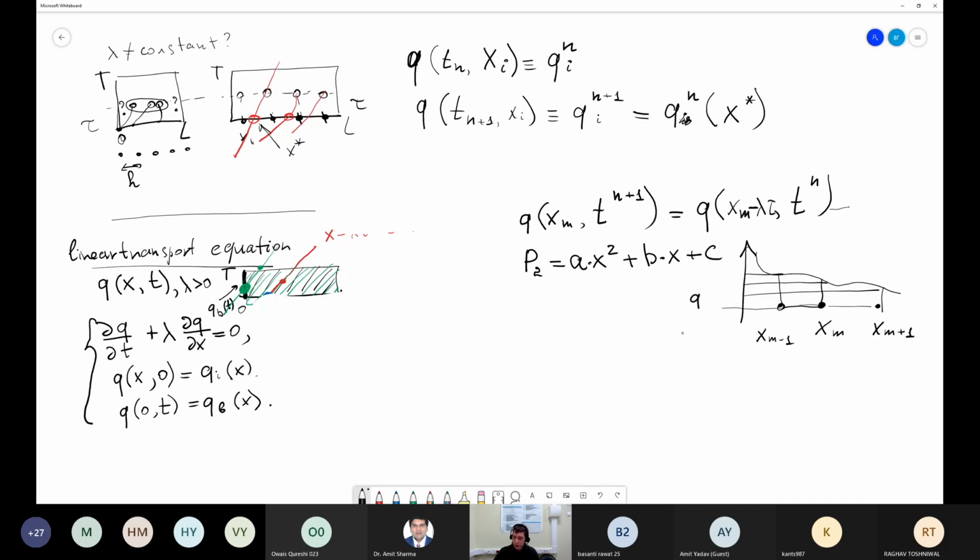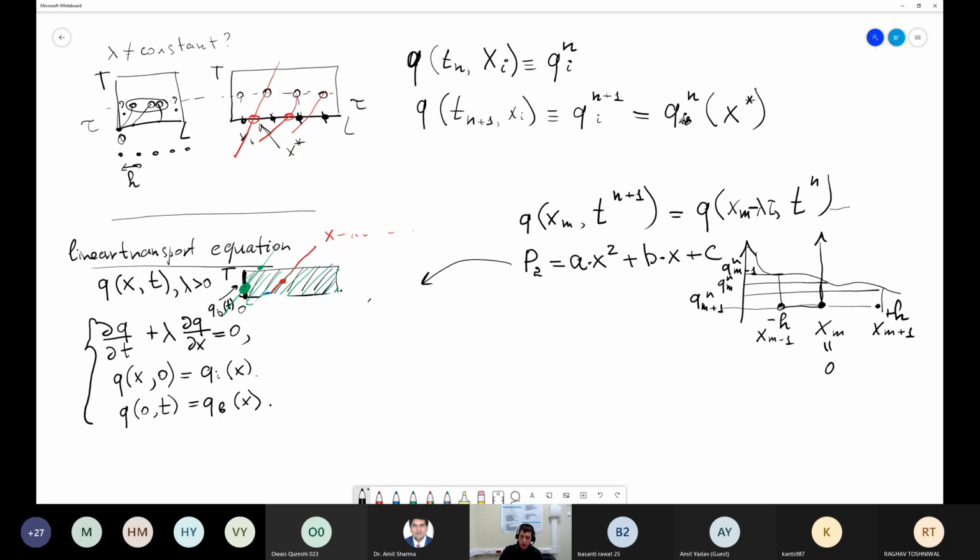Q at the point m plus 1 at the current time moment, Q at the point m at the current time moment, and Q at the point m minus 1 at the current time moment. So let's introduce here a new coordinate system, and the coordinate xm is equal to 0. The coordinate of xm minus 1 is minus h, and here plus h. Let's substitute here. We'll have 3 equations.